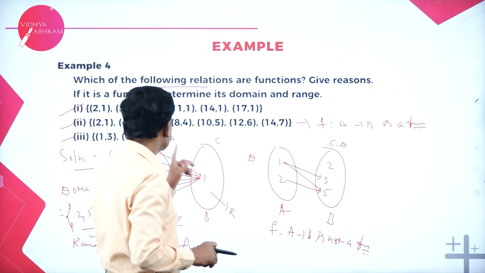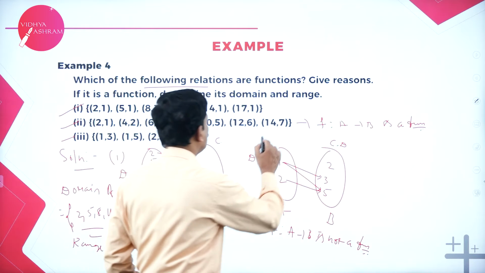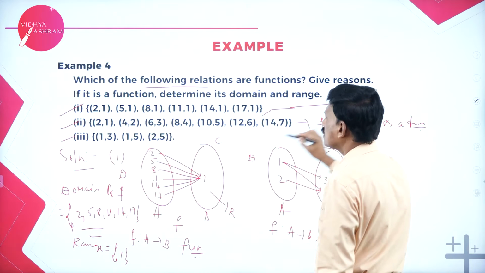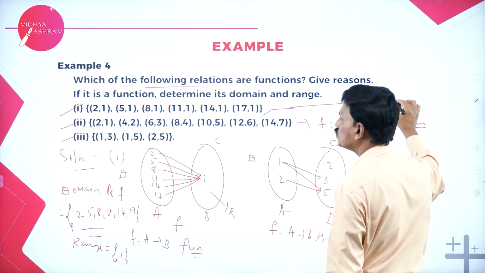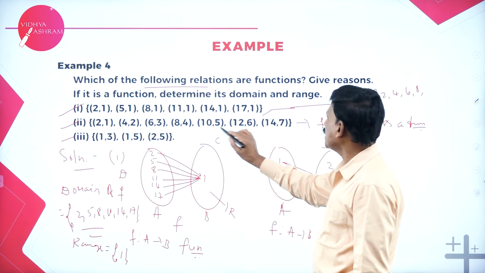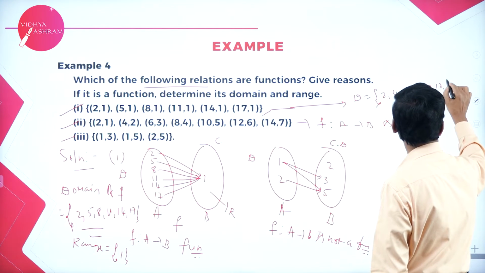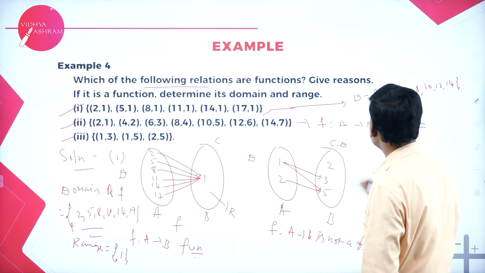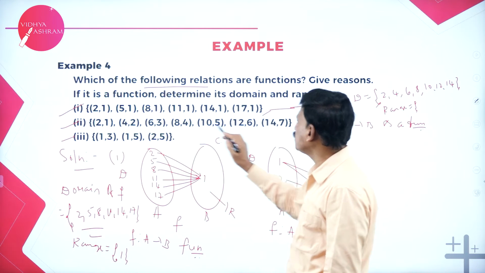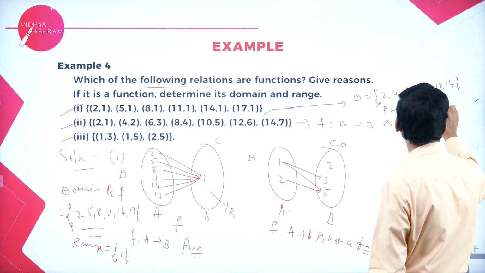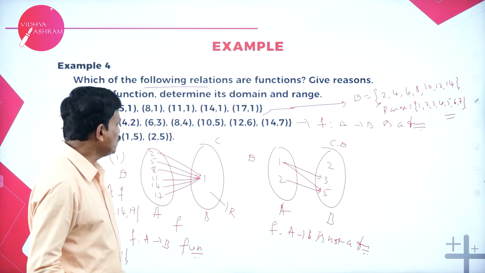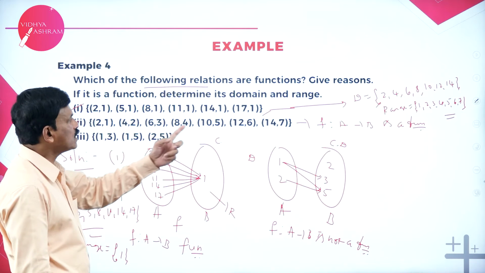So if we come to the second problem, the domain of this function is 2, 4, 6, 8, 10, 12 and 14, whereas the range is equal to the set of all second elements, 1, 2, 3, 4, 5, 6 and 7. This is the range. That's it. See, listen to me here. So for this, the set of all first elements comes under the domain.